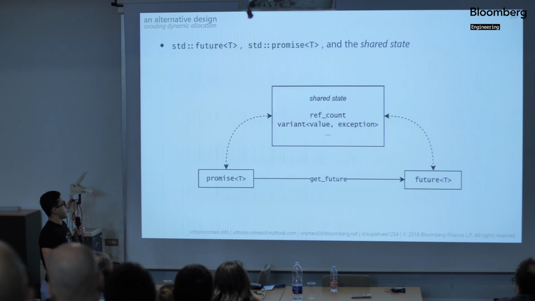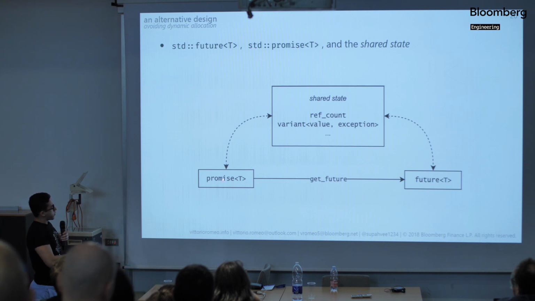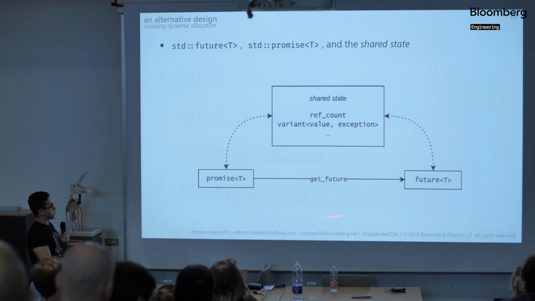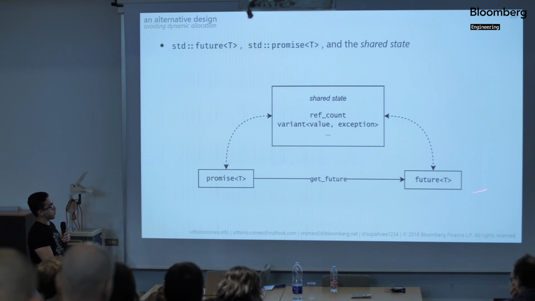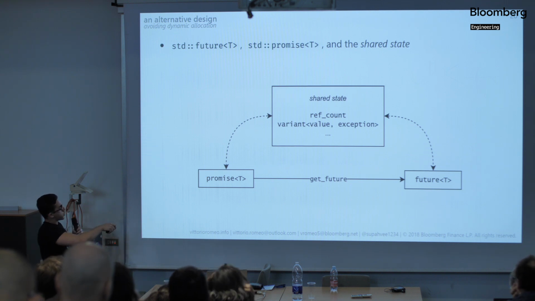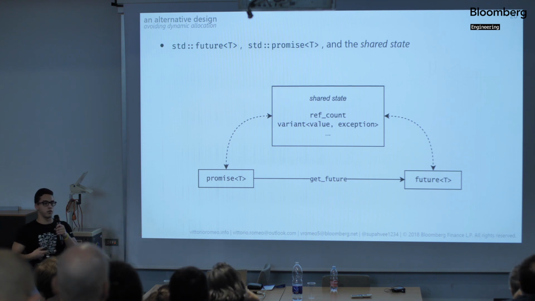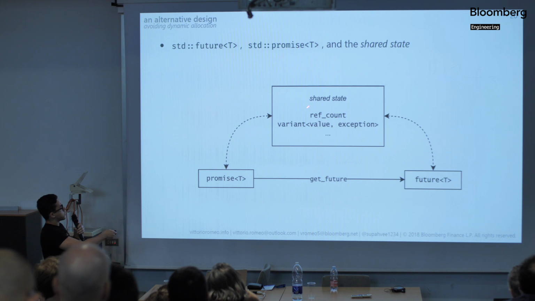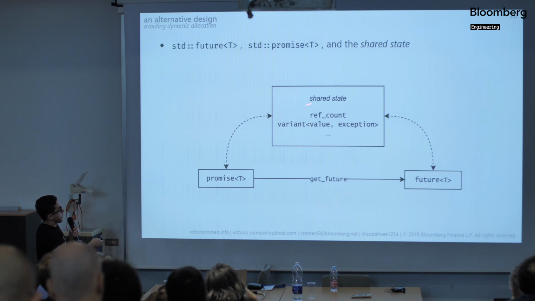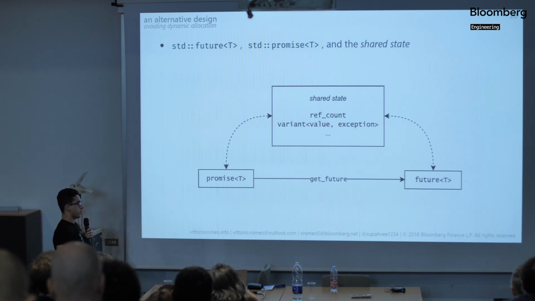So the way it works is kind of like this. You have a promise, which is an abstraction that produces a value of type T, and you can retrieve a future from the promise that will eventually be the consumer of the value produced by the promise. So the promise is what produces the value, the future is how you consume it. And they both refer to a shared state, which is usually a shared pointer of some data. And you can imagine this shared state containing a reference counter that keeps track of how many futures are looking at the same promise, and maybe a variant of a value or exception that you can use to retrieve the eventual result of the computation. So this is the way it works very roughly in the standard library and Boost.